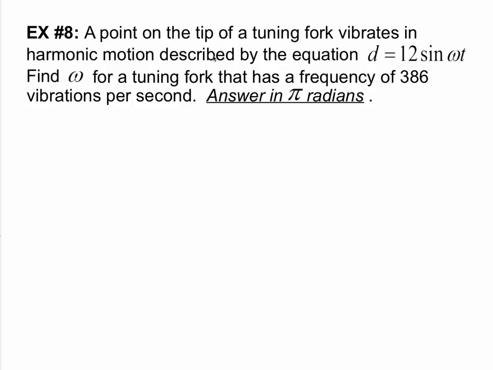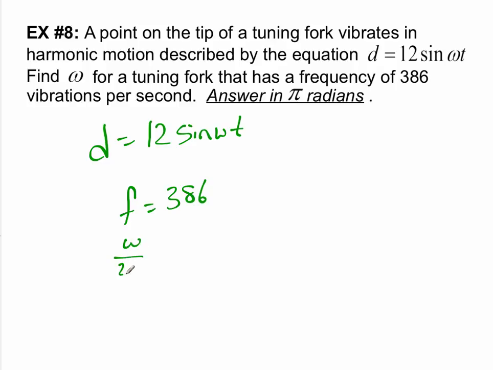A tip on the point of a tuning fork vibrates in harmonic motion described by the equation d = 12 sine omega t. Find omega for the tuning fork if it has a frequency of 386 vibrations per second. So I know omega over 2 pi has to equal 386. So omega has to equal 772 pi.